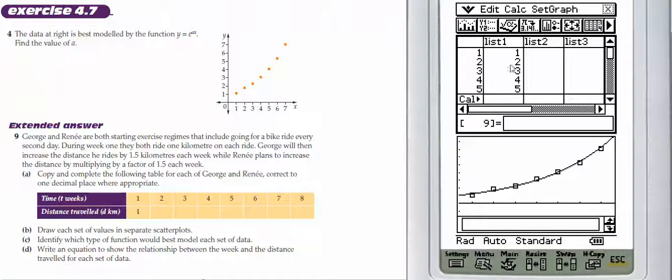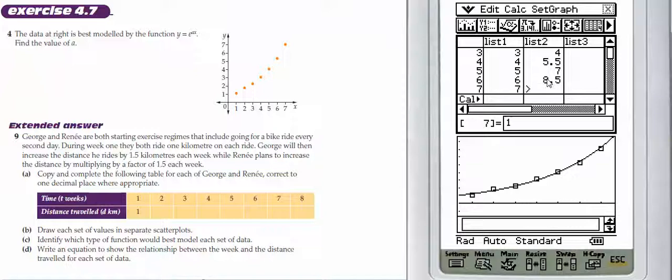And George on week 1 rides 1. He then increases by 1.5 each week, so it's going to be 1 plus 1.5, which is 2.5. The next week he's going to have 2.5 plus 1.5, which is 4. Then of course the next week's going to be 5.5. Then we're going to have 7. Then he's going to have 8.5.